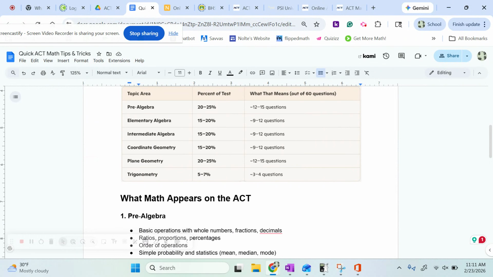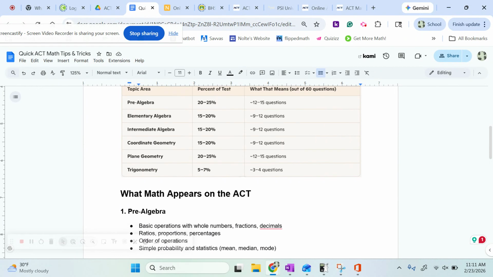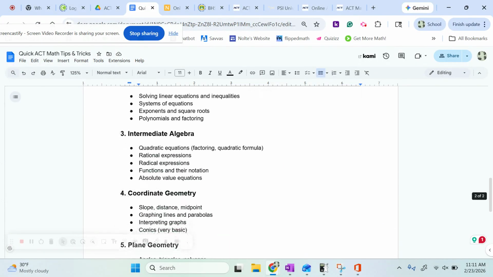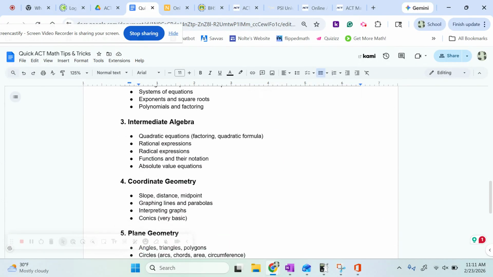Okay, the next 15 to 20% is intermediate algebra. Intermediate algebra is kind of Math 2 topics. So you're looking at quadratics, you're looking at rational expressions, stuff that has fractions with an x in the denominator. Radicals are square roots, functions and their different notations, so plugging in an x value, simplifying that, and some absolute values.